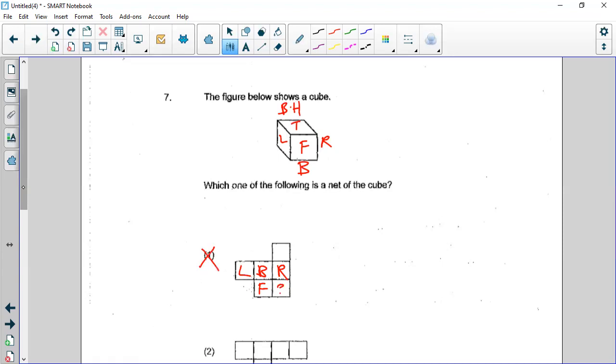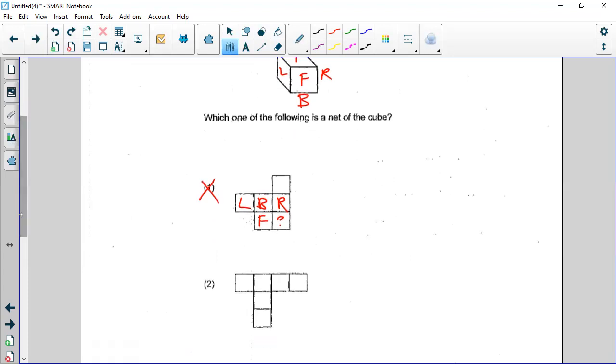All right, how about number 2? If this is the base, then where's your left? You have to visualize it in your mind. Then your right will be here. You have to fold it in your mind, and then the top must be here. The top is the roof. And then this one is the front. And then there's another top again. Do you see the net has 2 tops? So number 2 is out, because you have 2 similar letters.